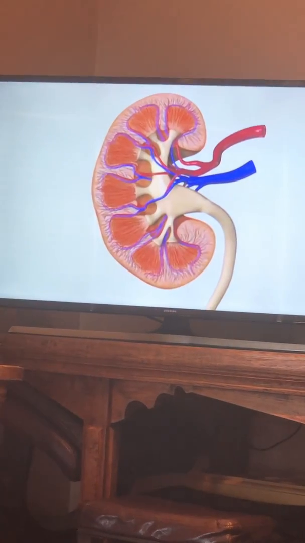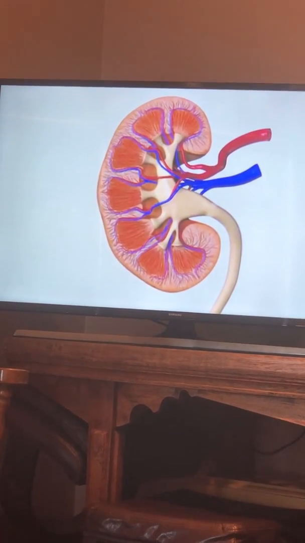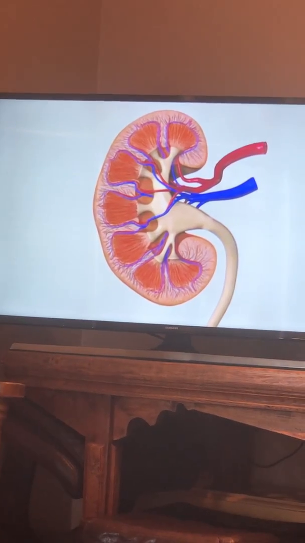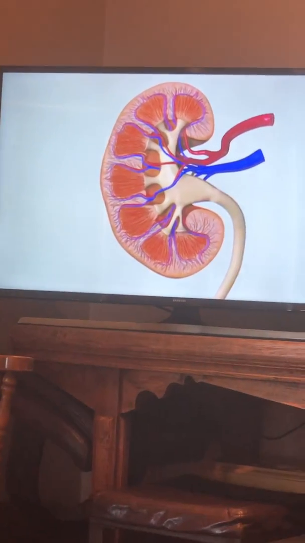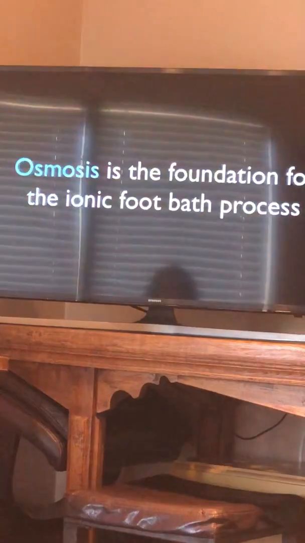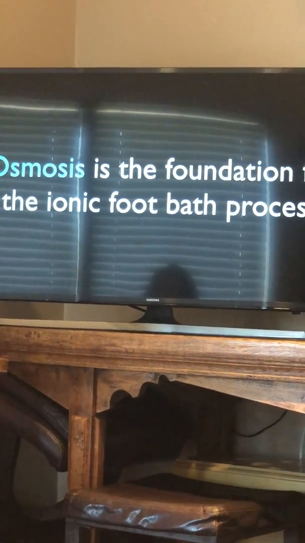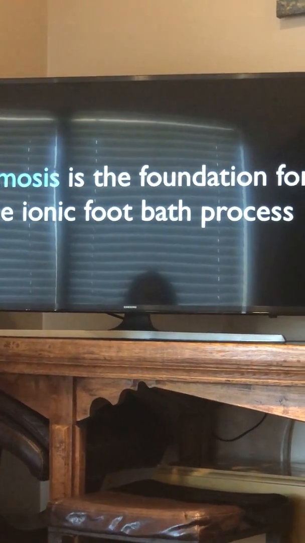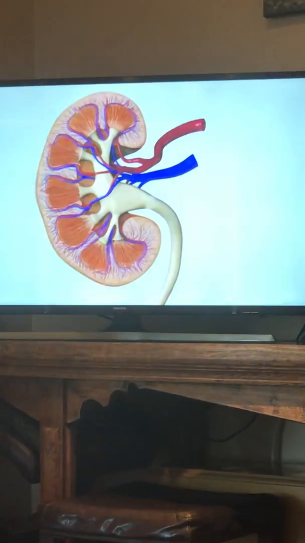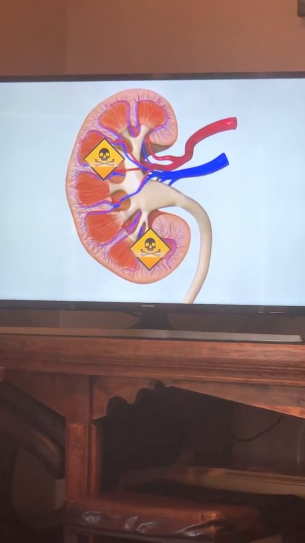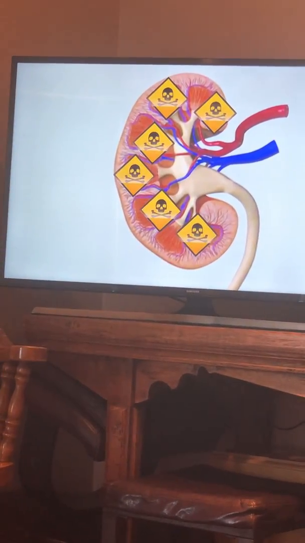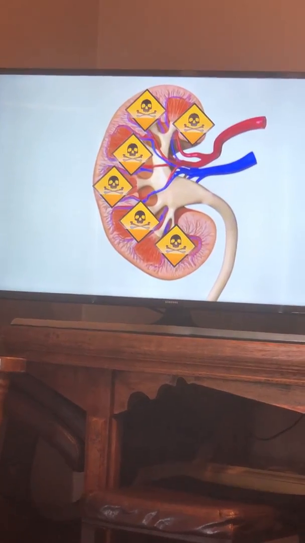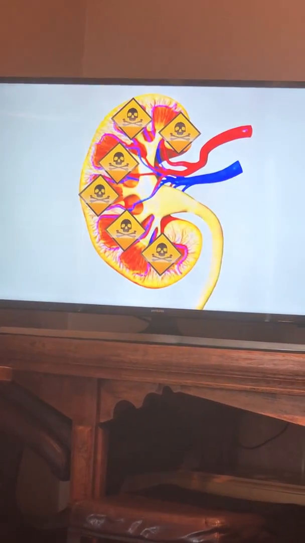The human body also takes advantage of this phenomenon. The kidneys maintain the body with just the right concentration to keep the cells healthy. Osmosis is the foundation for the ionic foot bath process. Just think, if our kidneys are being overworked with toxins, more than we were meant to handle, then our cells and kidneys can become backed up and have high toxicity levels.